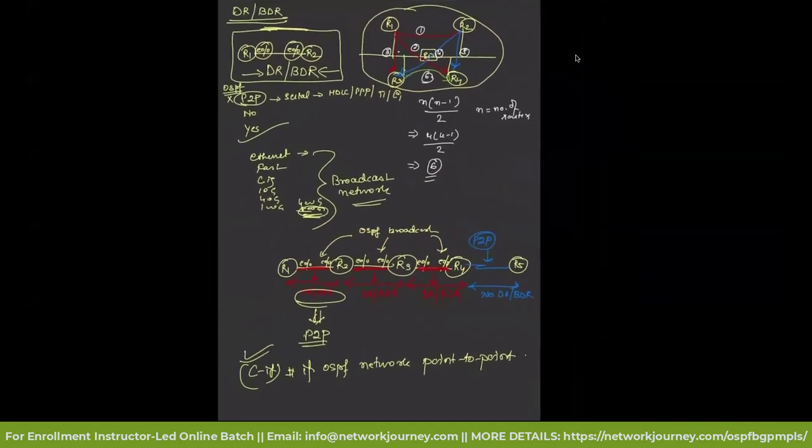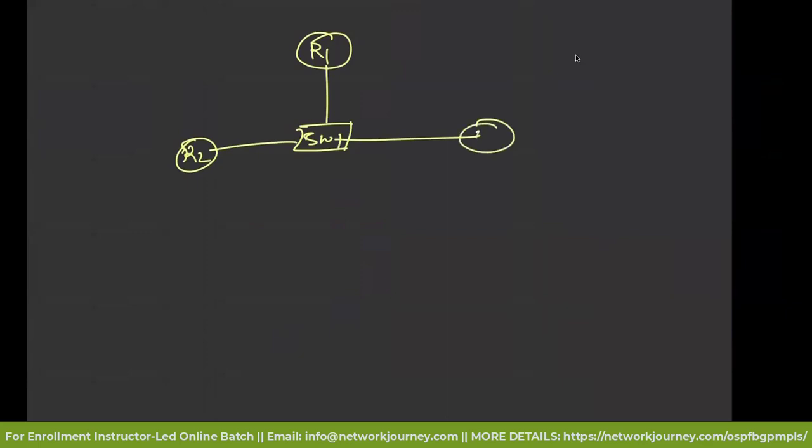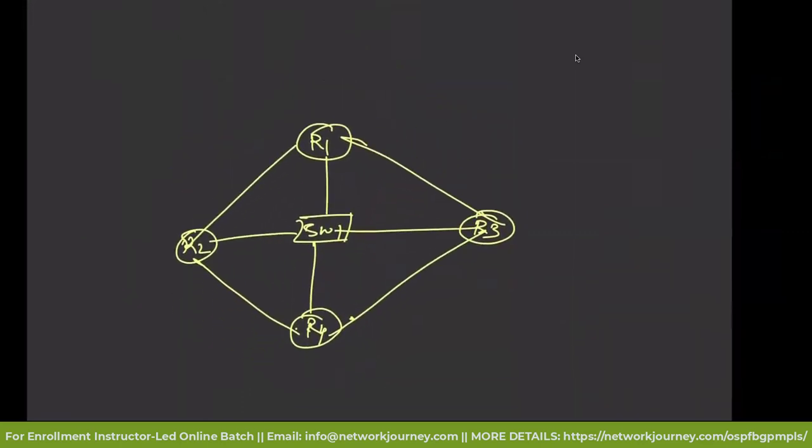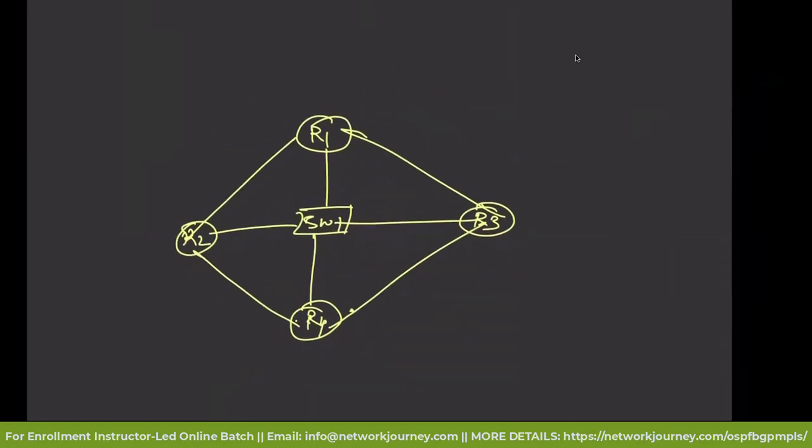What is going to happen when we select DR, BDR? So let's go back to our topology. One router will become DR. How are you going to select that? Who will become DR? The router with the highest priority will be selected. If priority is the same, then the highest router ID.